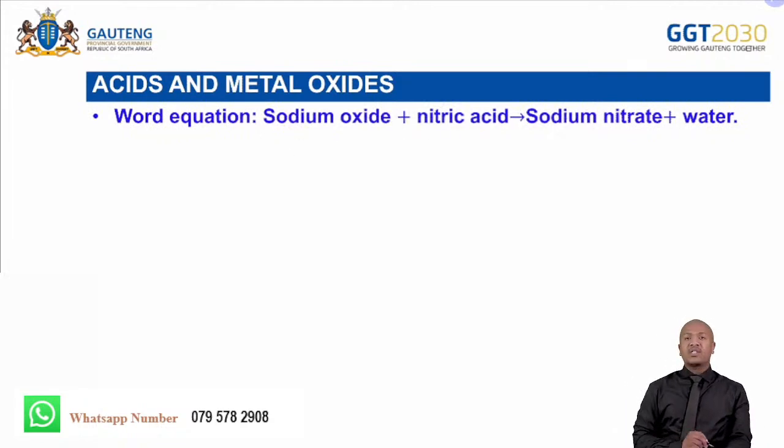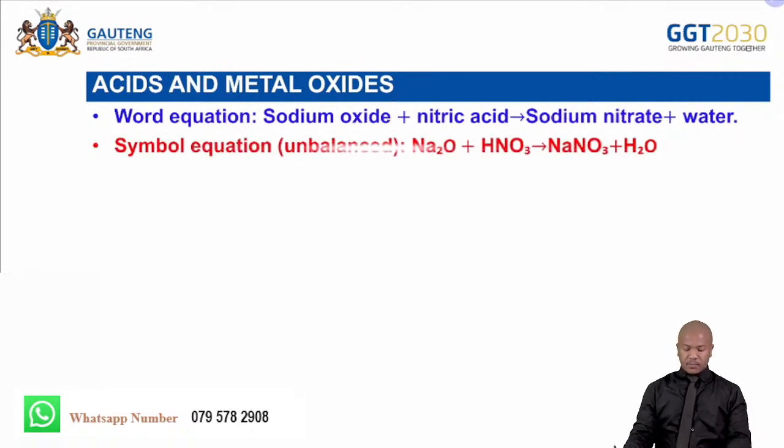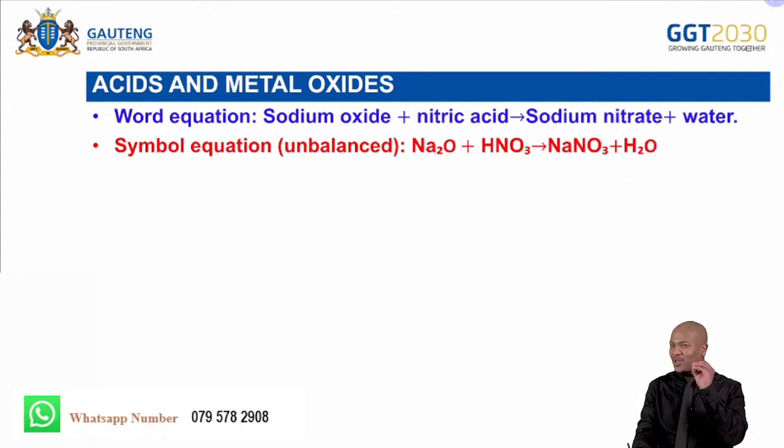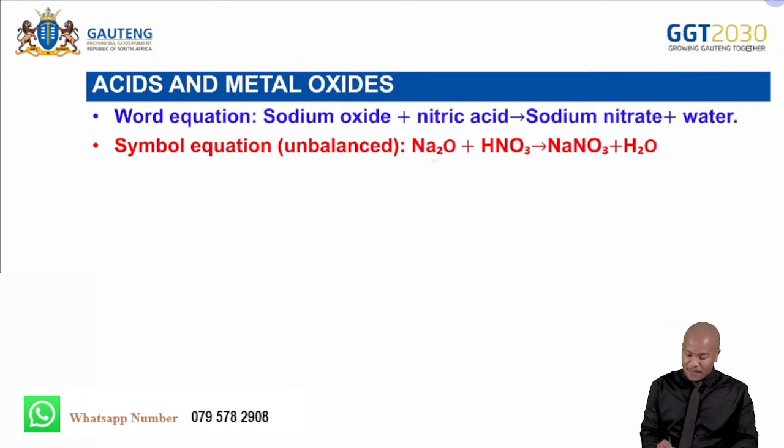Now, sodium oxide, which is a form of metal oxide, reacts with nitric acid to form sodium nitrate plus water. So now this is the simple equation which is unbalanced. Na2O plus HNO3 forming NaNO3 plus H2O. Now notice the rearrangement of atoms. It is very important, right?